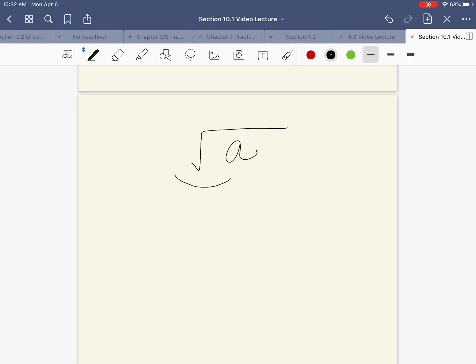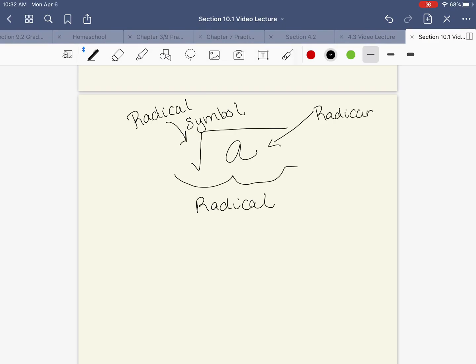Okay, so this whole thing is called a radical. The symbol here is called a radical symbol. It could be a square root; if you have a 3 there, it would be a cube root, or it could be a fourth root, and so on and so forth. That is the radical symbol. And then the number that is under the radical symbol is called the radicand. And this whole thing is called a radical expression.